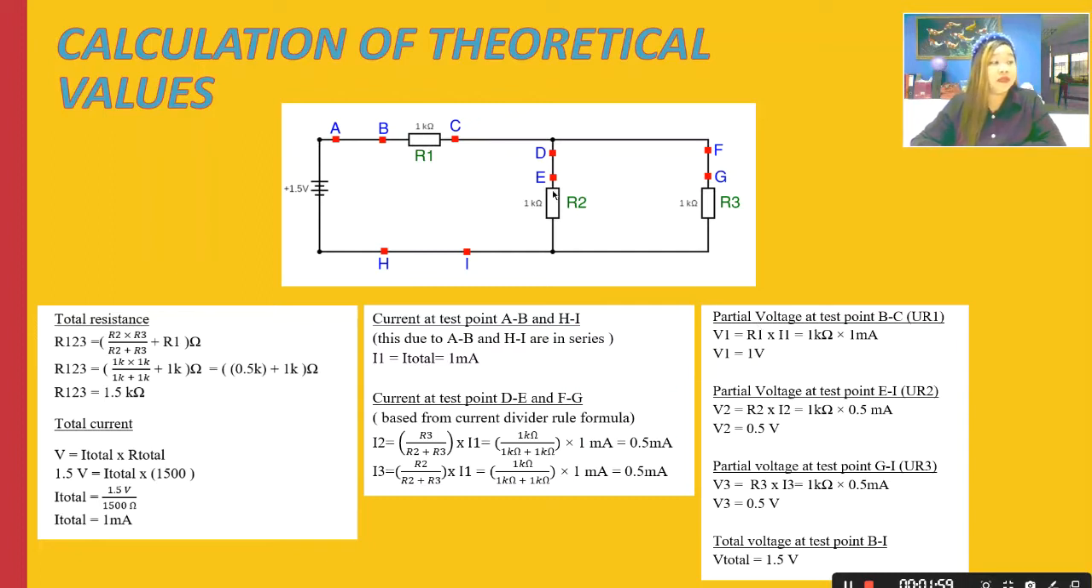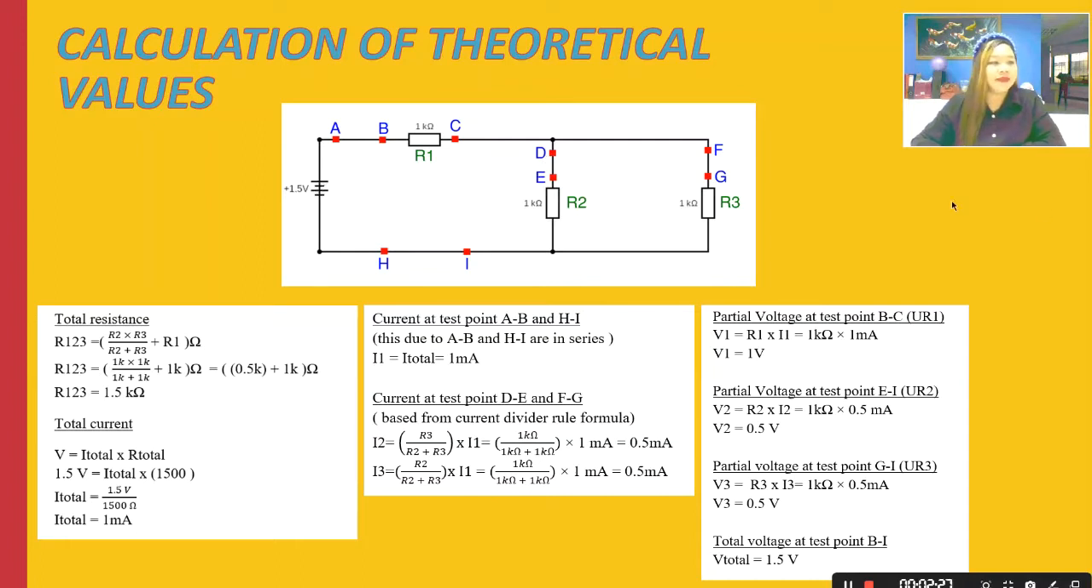Okay, and similarly for V2, we know that R2 is 1 kilo ohm as well, but I2 is 0.5 milliampere. So we get the voltage at resistor 2 is 0.5 volt, and similarly the voltage at resistor 3 is 0.5 volt. So the total voltage at test points BI is 1.5 volt. So that's the battery.